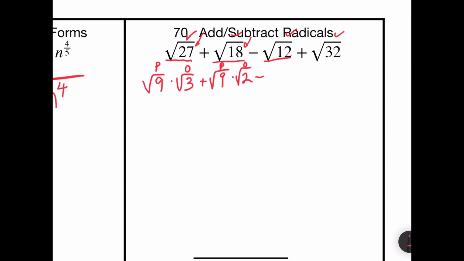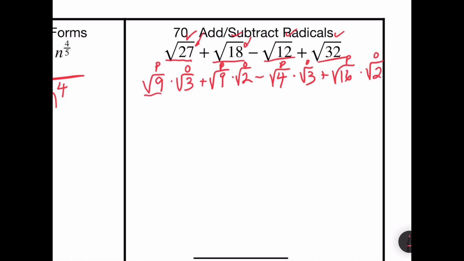Minus, same thing with the square root of 12. Perfect square factor times others. We have a perfect square factor of 4 times the other would be 3. And last, we'll look at the square root of 32. Perfect square factor times other, that would be 16 times 2.